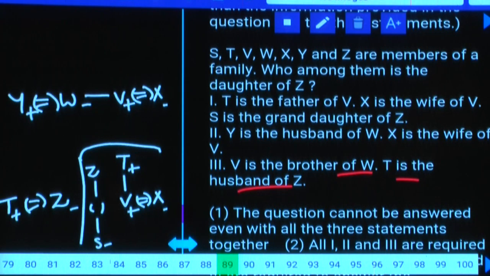Then if you combine all the 3, what information do we have? T is the father of V. V and W are siblings to each other, out of which V is a male, W is a female, and T is the father of V. And what is the other information we have? T is the husband of Z. As T is the husband of Z, Z is a female. Then who is the daughter of Z? W is the daughter of Z. Are we getting the answer or not? There are only 2 children to T and Z. They are W and V, out of which V is a male, W is a female. Done with this?